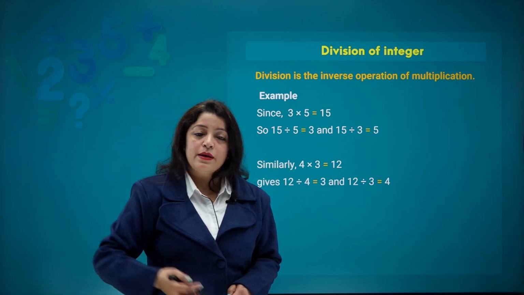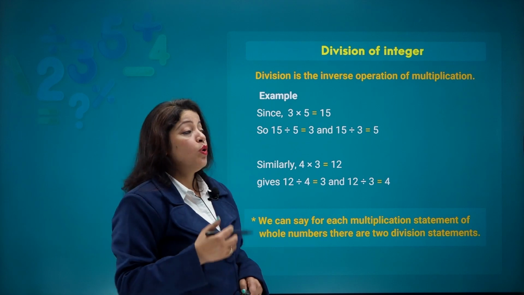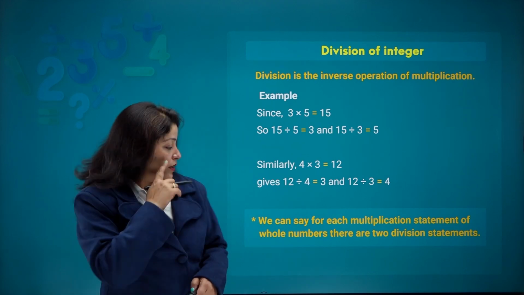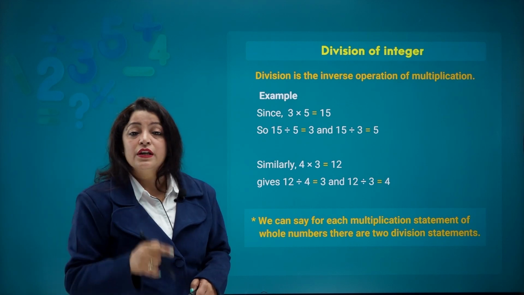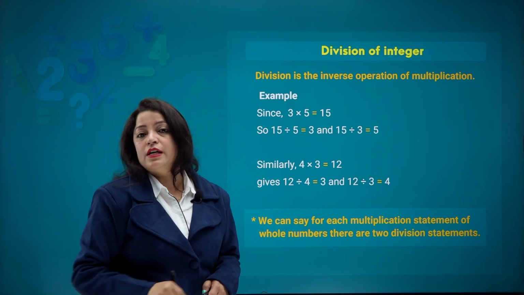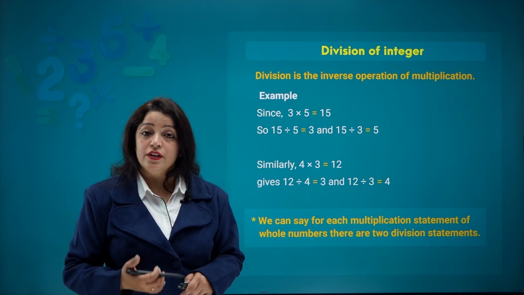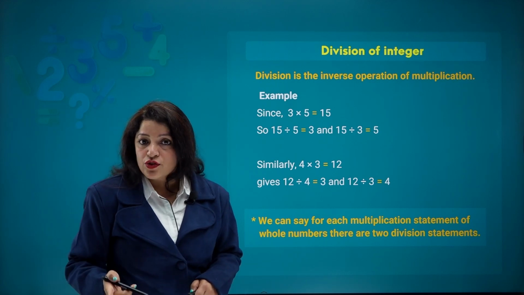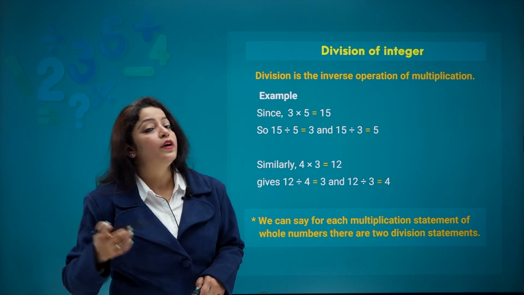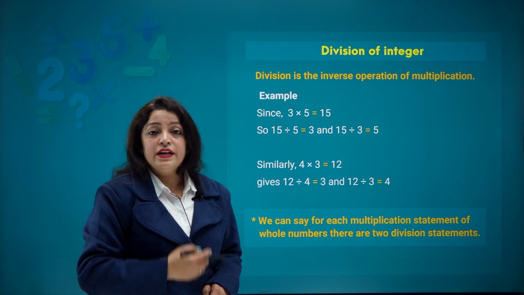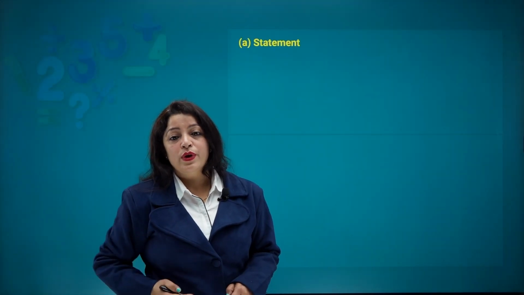Okay. So the same thing can be applicable to all the integers. We can say that for each multiplication statement of whole numbers, there are 2 division statements. This is a very important line which will help you do various divisions of integers. For every multiplication, there are 2 statements for division from one multiplication line, right? So, let us apply it to one of the questions here.